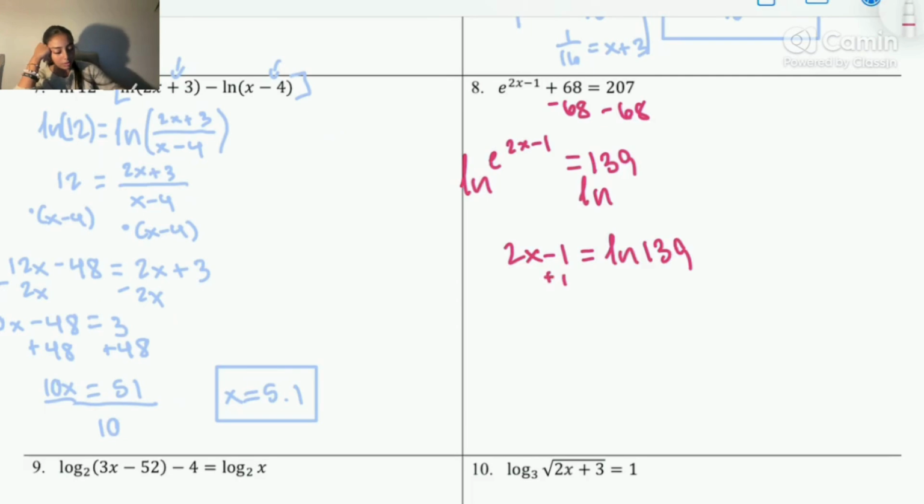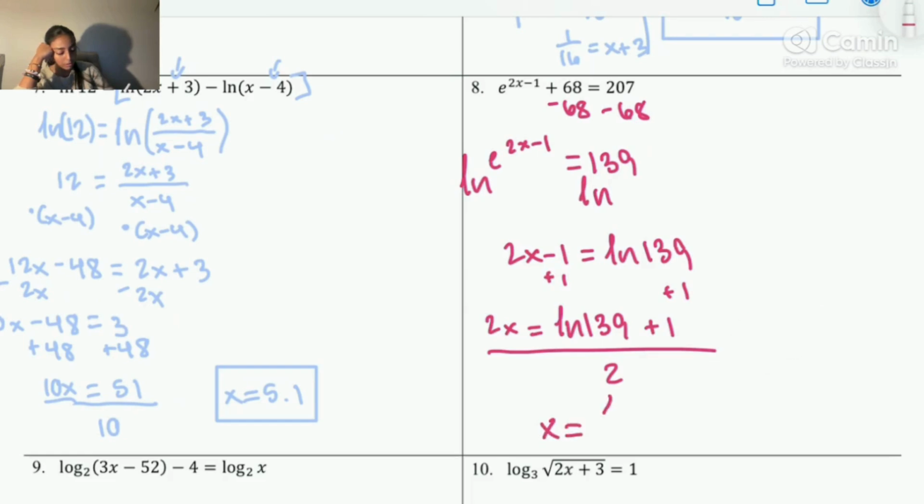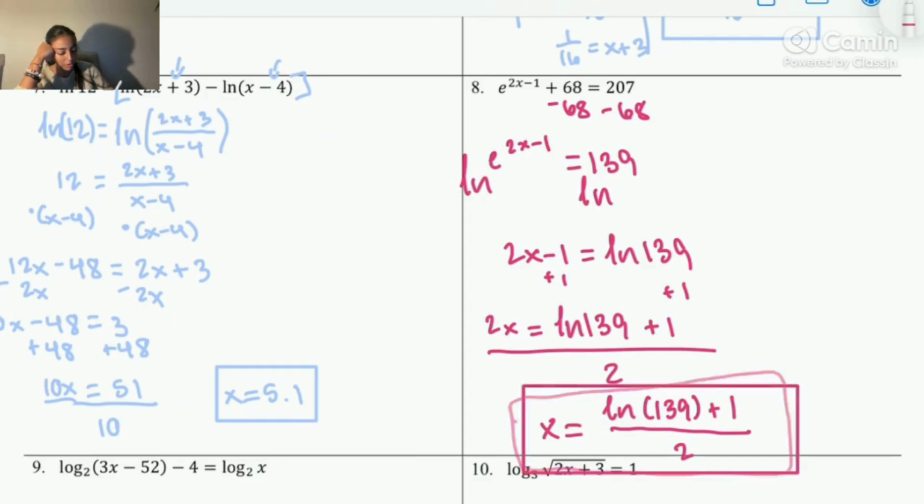And then you can add 1 to both sides, because remember, we're trying to solve for x. So 2x equals natural log of 139 plus 1. You can divide both sides by 2. So your final answer is x equals natural log of 139 plus 1, over 2. Now, obviously, if you put that into a calculator, it'd be a much prettier answer, but that's it.